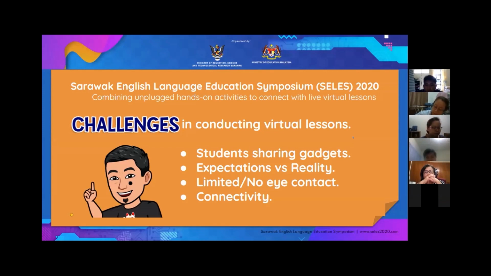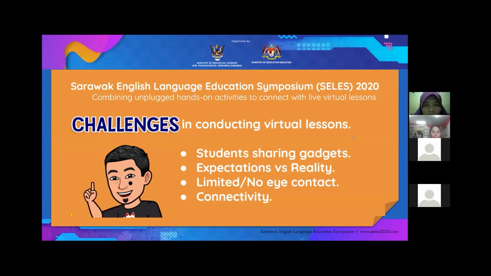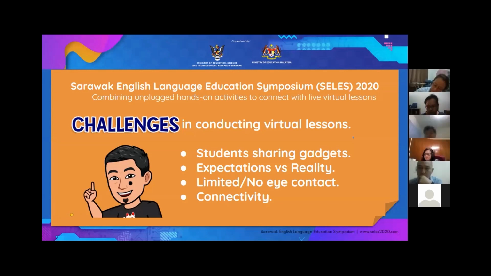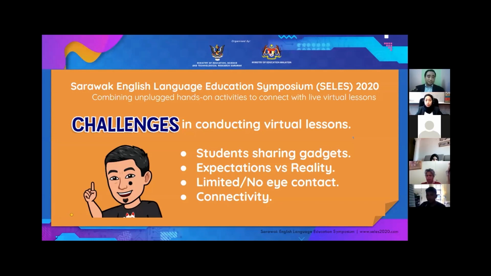And then we have expectations versus reality. As I mentioned earlier, we have higher expectations when we want to conduct the virtual classroom. There are 30 students, so we expect all 30 students to be present in our live classroom. In reality, maybe only 5 turn out. So when I conduct a virtual classroom, I lower my expectations because I know the first challenge is that students are sharing their gadgets. My KPI is very simple. Out of 30 students, if there are 5 of them in the Google Meet at the same time, I will start my lesson.